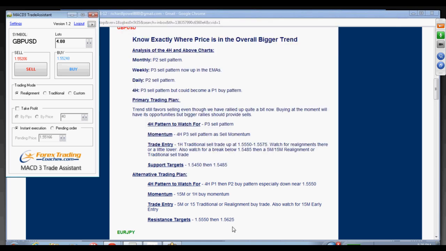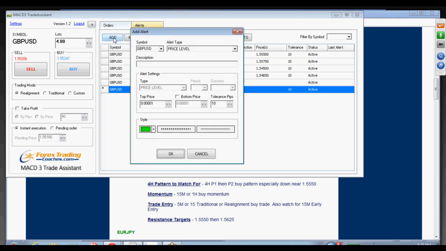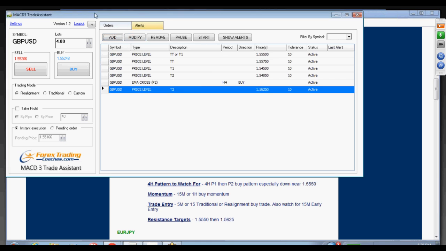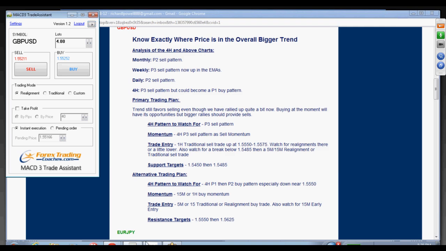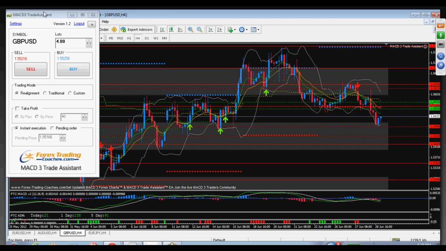And my second target is 1.5625. And I go in there and I mark it red. It's my T2. And it's 1.5625. And I've got my second target. So I have the entire pound done.